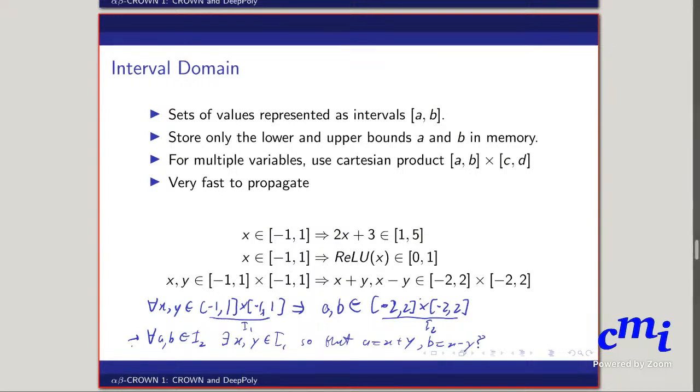If this is false, that means there are some pairs of values a comma b in I2 which don't come from any x, y in I1, which means we've somehow added something extra by doing this transformation. If this is true, then it's exact, because every xy goes to some ab and every ab comes from some xy. But if that's not the case, then there are some ab's in I2 which don't come from an xy, which means we have somehow added something extra. So is that the case? Are there values of ab within this range -2 2 which it's not possible to get from an xy within this -1 1 range?